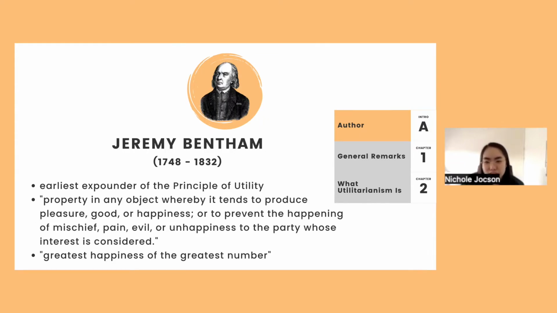morals. A classic proponent of utilitarianism is Jeremy Bentham, the earliest expounder of the principle of utility. According to Bentham, the principle of utility is the property in any object whereby it tends to produce pleasure, good, or happiness, or to prevent the happening of mischief, pain, evil, or unhappiness to the party whose interest is considered, and that it should be the greatest happiness of the greatest number. So being greatly influenced by Bentham and the theory, Mill expounded utilitarianism and the principle of utility, which Bentham called the greatest happiness principle.